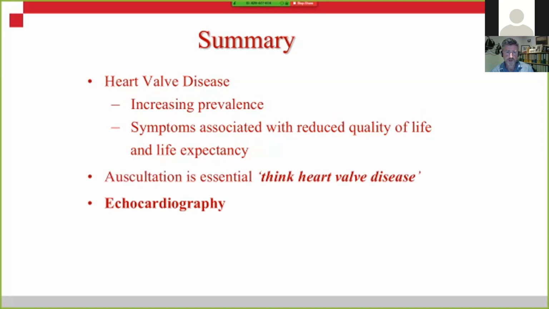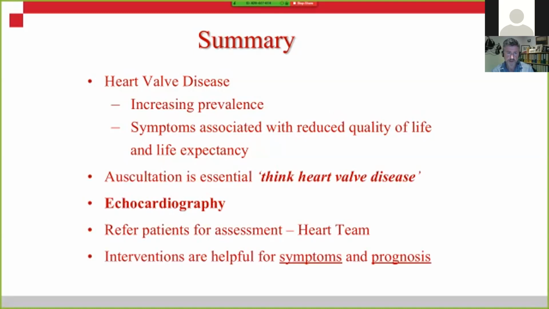Echocardiography, I'm afraid, is still going to be the key examination in terms of first point of call, in terms of assessing the LV and the valves. Refer patients for assessment if they've got severe lesions, whatever they be. They do warrant assessment through the cardiology, who may well be working in partnership with the local cardiothoracic and heart team. And interventions are helpful not just for symptoms in terms of quality of life, but even more importantly around prognosis and keeping patients alive longer.